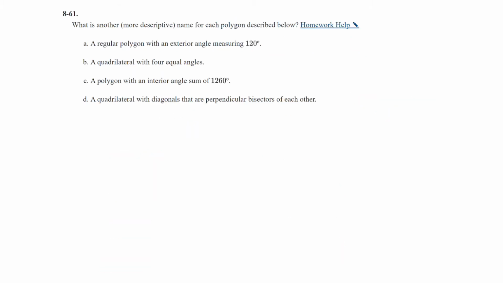Question 61. What is another more descriptive name for each polygon described below? For part A, we have a regular polygon with an exterior angle measure of 120 degrees. Well, exterior angle measures add up to 360. So if we take 360 degrees and divide by the exterior angle measure, that will give us the number of sides. So we know it's 3 sides, and it is a regular polygon, so not just a triangle, but specifically, because we want to be descriptive, it will be an equilateral triangle.